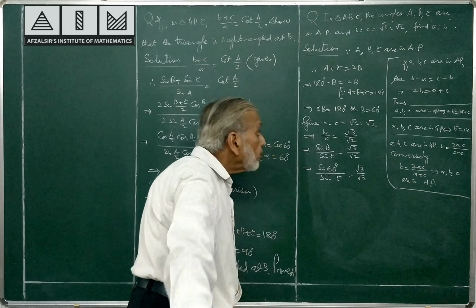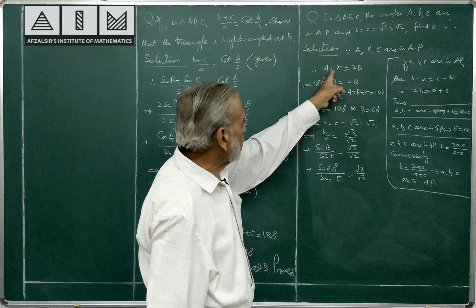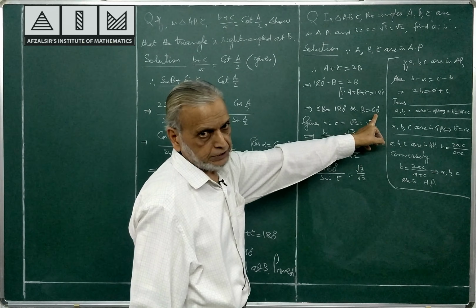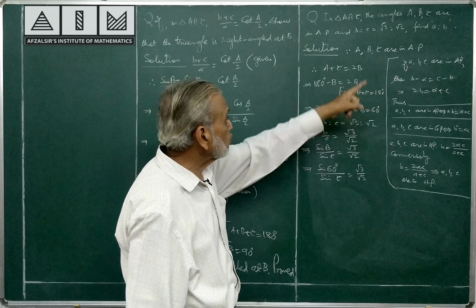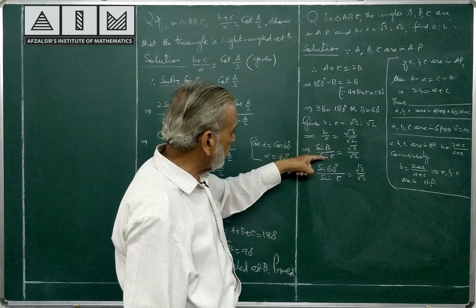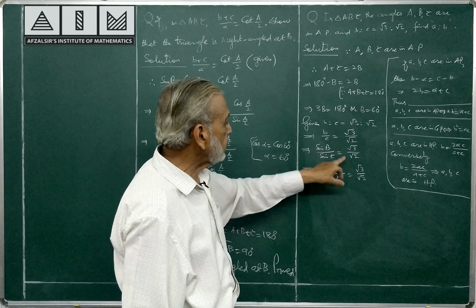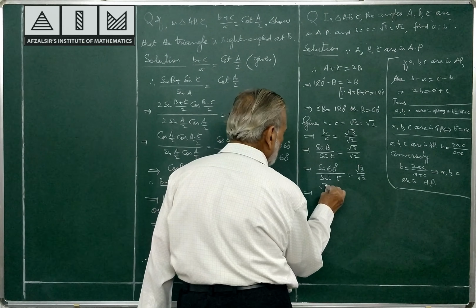A quick review, please see. A, B, C are in AP. A plus C is equal to 2B. A plus C is 180 minus B is equal to 2B, giving B is equal to 60. Also given in the question, b by c is equal to root 3 by root 2. By proportionality, it is sin B by sin C. Sin 60 by sin C is equal to root 3 by root 2. And sin 60 is root 3 by 2.